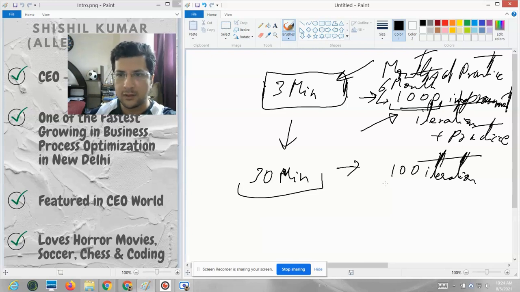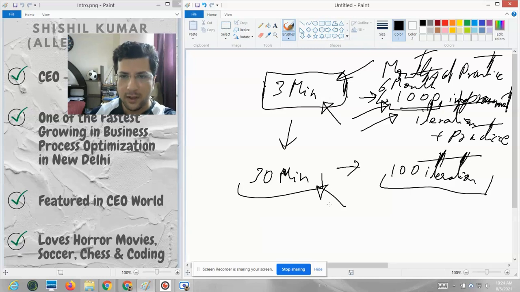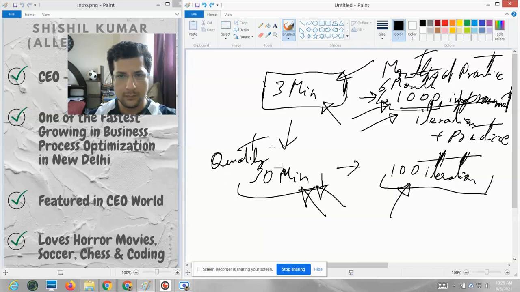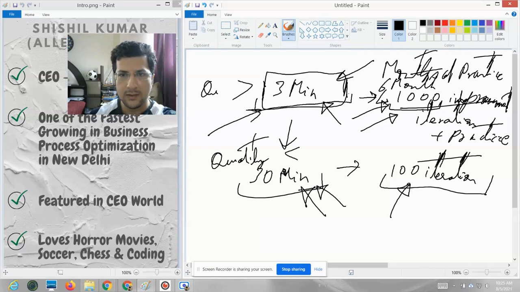And that's a problem because the quality of that performance will not be as good as this performance, because this performance had 1,000 iterations and this performance had only 100 iterations. So the quality of this performance will be lesser. Quality of this performance will be higher. That's the length of the feedback loop. Feedback loop length is 3 minutes, right? Here, feedback loop length is 30 minutes.